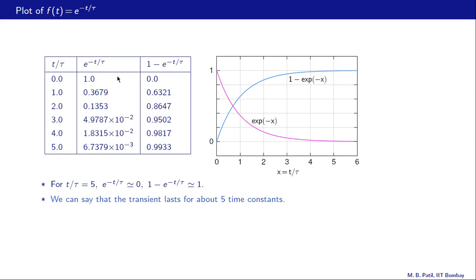And as we have seen in this table, at t equal to 0, we have e raised to minus t by tau equal to 1, and as t increases, this function goes to 0. And after about 5 time constants, that is after t by tau equal to 5, we see that this function becomes approximately equal to 0 and will stay at 0 thereafter. Similarly, 1 minus f of t, that is 1 minus e raised to minus t by tau, starts off at 0 and eventually it becomes equal to 1 after about 5 time constants.